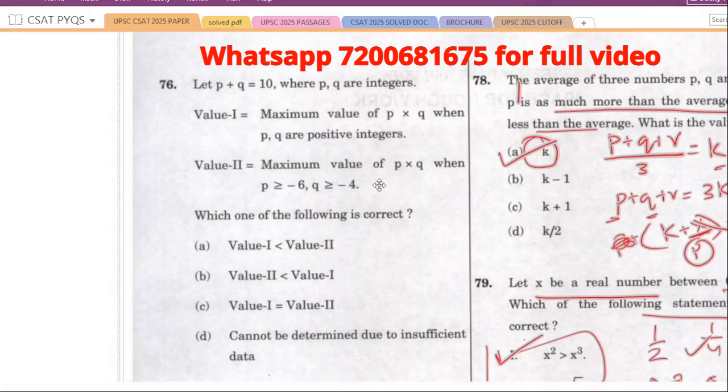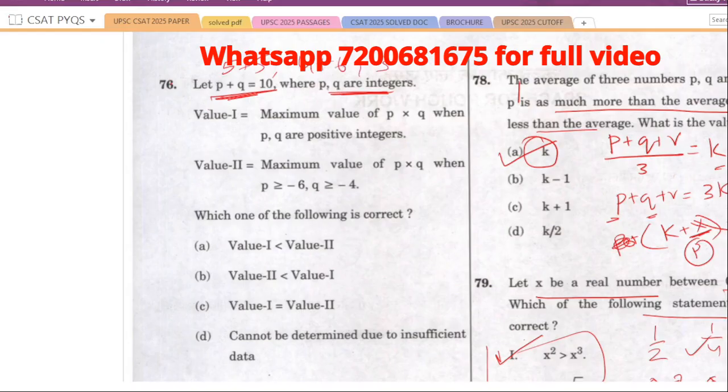Now this one again, P plus Q. Let P plus Q is equal to 10, where P and Q are integers. So it can be anything. It can be 5 plus 5, it can be 4 plus 6, it can be 3 plus 7, it can be anything. But here they have given two things, value 1 and value 2, which you have to calculate and then tell which of the following is correct, like which is greater, either this is greater or this is lesser, or is equal or cannot be determined.